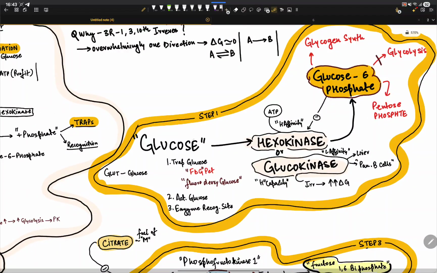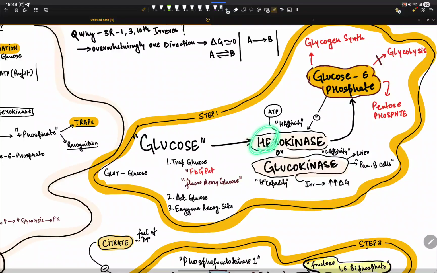In step number one of glycolysis, the glucose goes through an enzyme called hexokinase, or it can go through another enzyme called glucokinase. Hexokinase and glucokinase are 2 different enzymes. Hexokinase is present almost everywhere, in your muscles, in your brain, everywhere. But glucokinase, on the other hand, is only present in the liver and in the pancreatic beta cells.